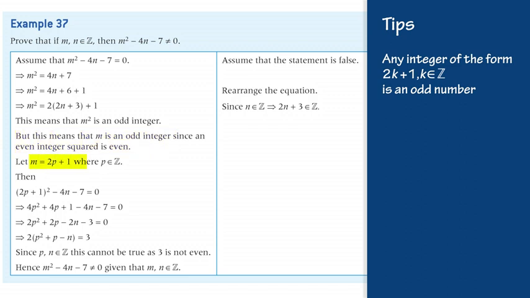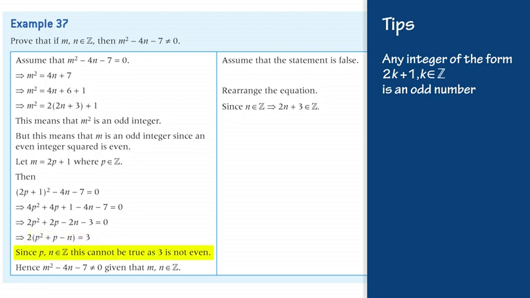So you can substitute m equals 2p plus 1, where p is an integer, in the given statement to obtain (2p plus 1) squared minus 4n minus 7 equals 0. Expanding the brackets gives 4p squared plus 4p plus 1 minus 4n minus 7 equals 0. And upon collecting like terms, it reduces to 4p squared plus 4p minus 4n minus 6 equals 0, which can be written as 2 multiplied by (p squared plus p minus n) equals 3.